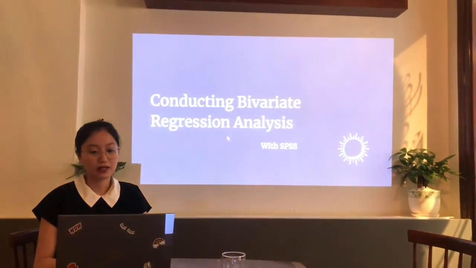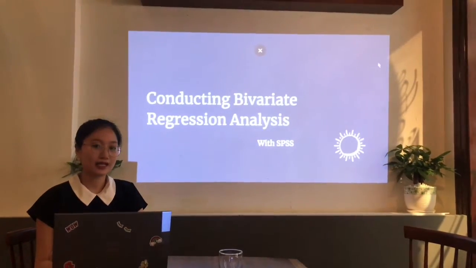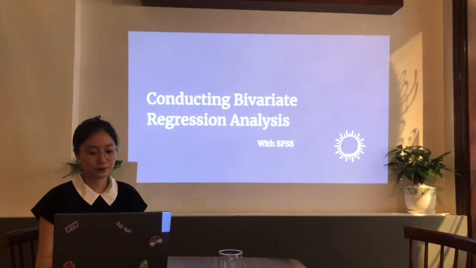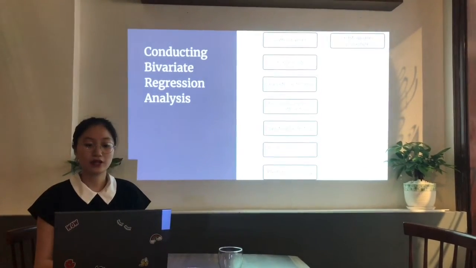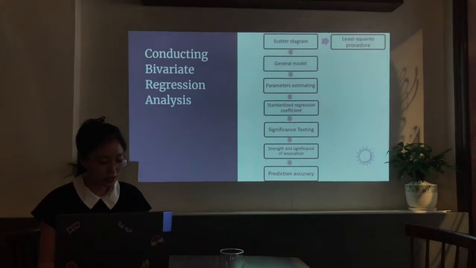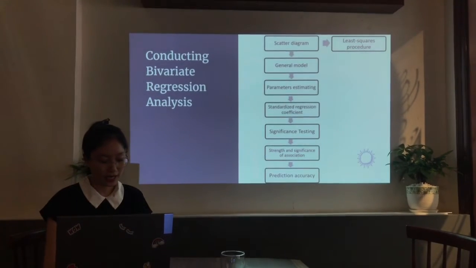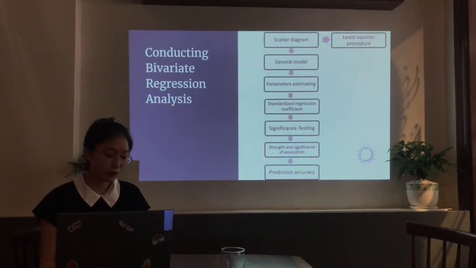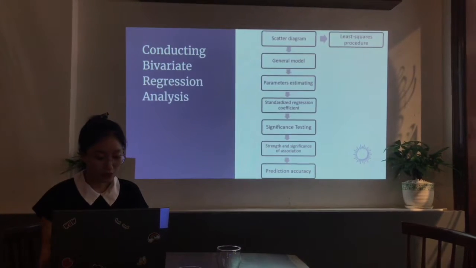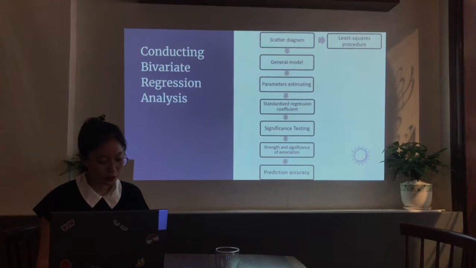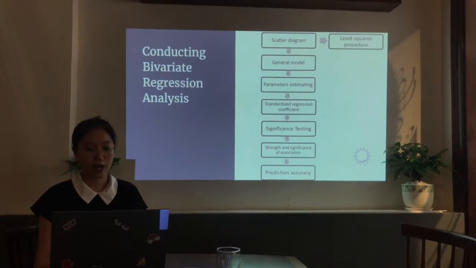My part will be conducting bivariate analysis with SPSS. And these are some steps to conduct a bivariate regression analysis. Suppose the researcher wants to explain attitude toward the city of residence in terms of the duration of residence. In deriving such relationships, it is often useful to first examine the scatter diagram.